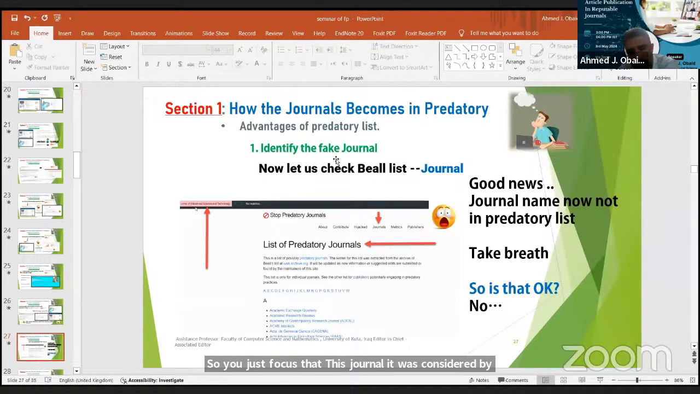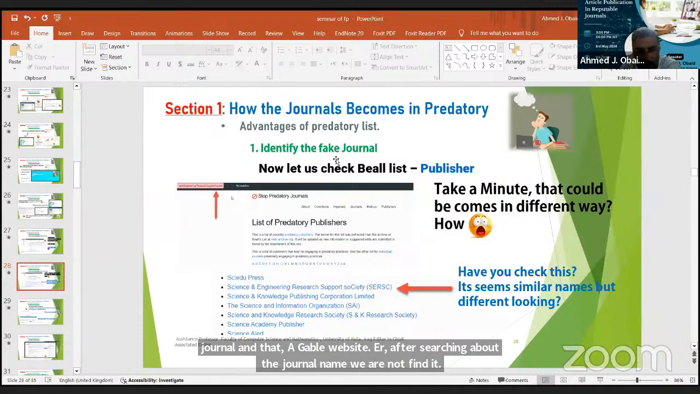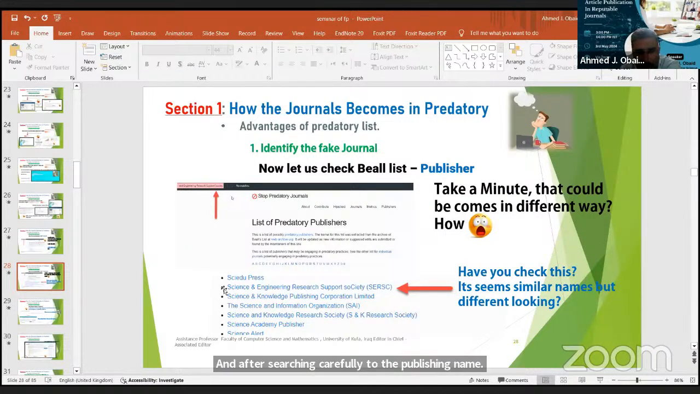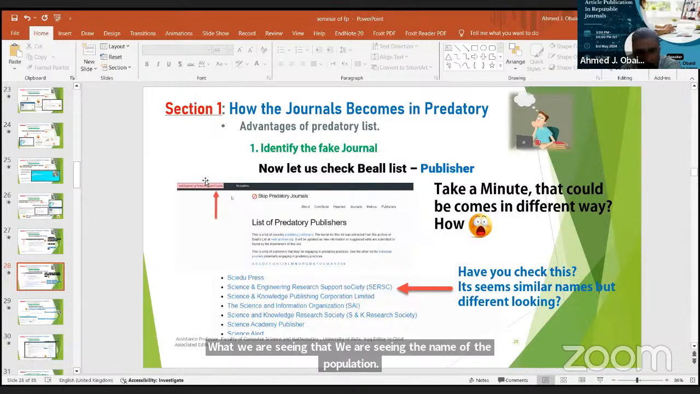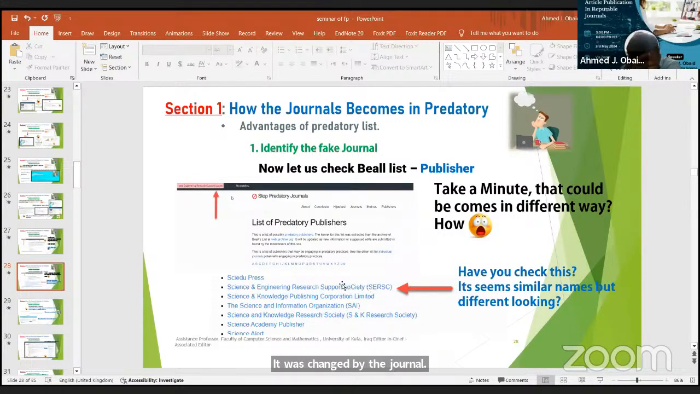So let us search about this journal on the Reputable website. Here, after searching the journal name, we did not find it. And after searching carefully for the publisher name, we see that the publisher's name was changed for the journal, and this is the old name that was already included in the list as a predatory publisher. Predatory does not always mean fake. Also, Hindawi is called predatory, and some of the MDPI journals are considered predatory. Predatory does not mean that the journal is fake, because there is a different name for fake journals. It's called a hijacked journal.